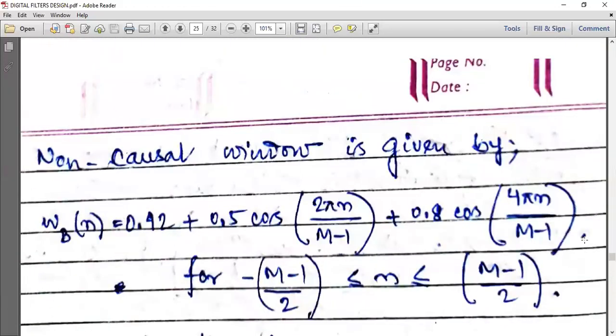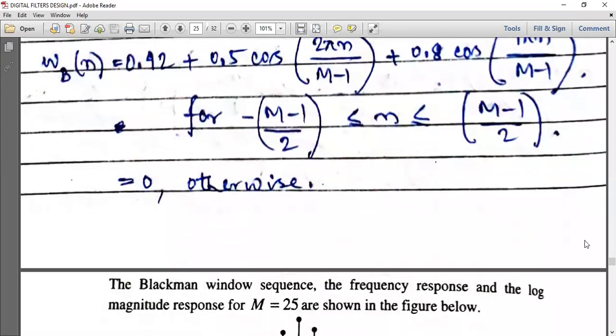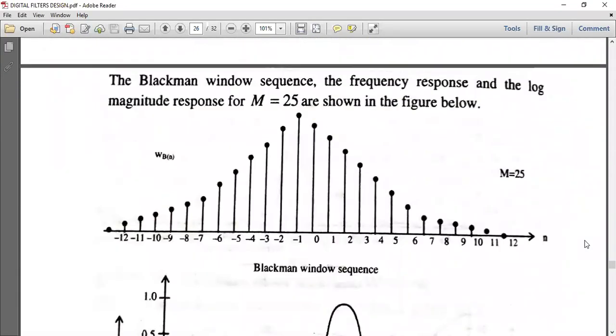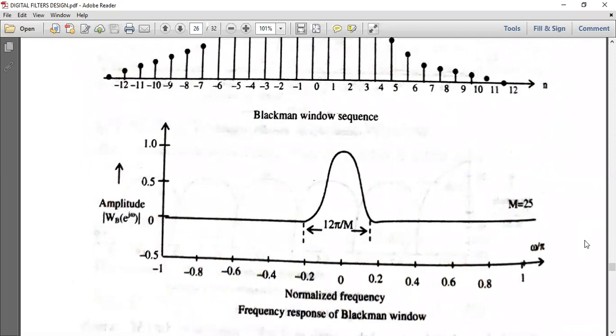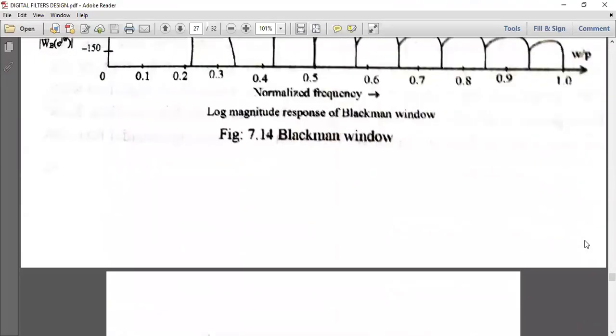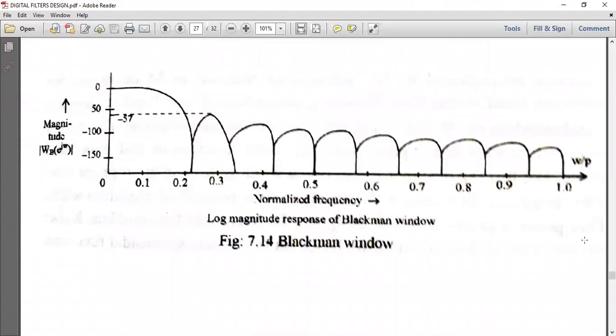And the non-causal window is given by w_B(n) equal to 0.42 plus 0.5 cos(2 pi n by (M minus 1)) plus 0.08 cos(4 pi n by (M minus 1)) for minus (M minus 1) by 2 less than or equal to n less than or equal to (M minus 1) by 2, and equal to 0 otherwise. Now you see again for M equal to 25, the window sequence is almost the same as the Hamming and Hanning window. This is the frequency response of the Blackman window, and this is the log magnitude response.